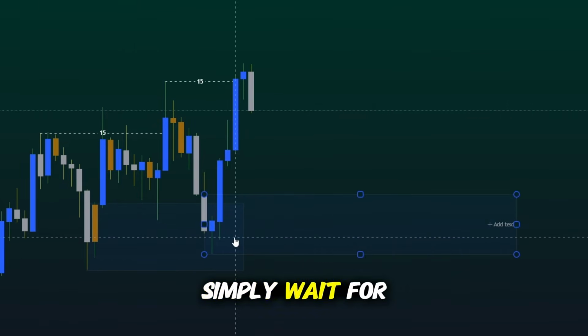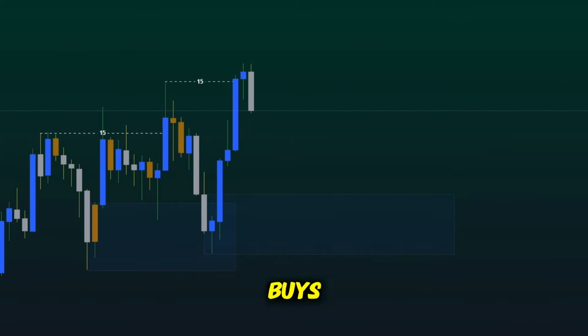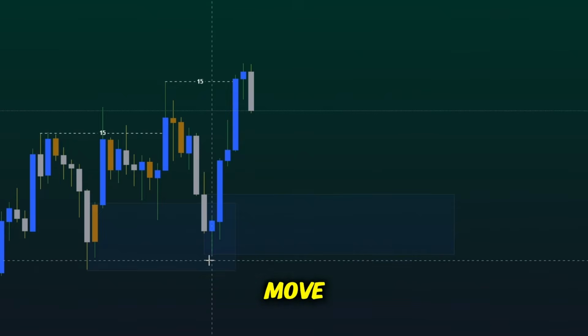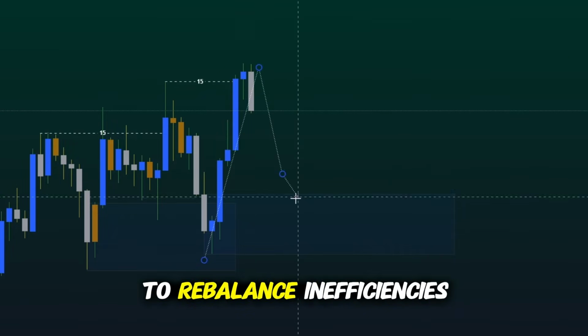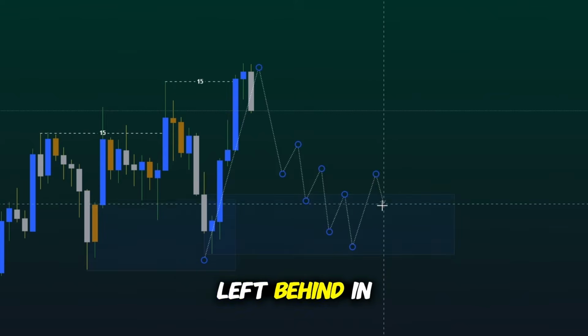Right now, we simply wait for price to come back and mitigate the demand zone again before looking for buys. There is no rush to enter the market. After the initial move, price often retraces to rebalance inefficiencies and fill institutional orders left behind in the demand zone.